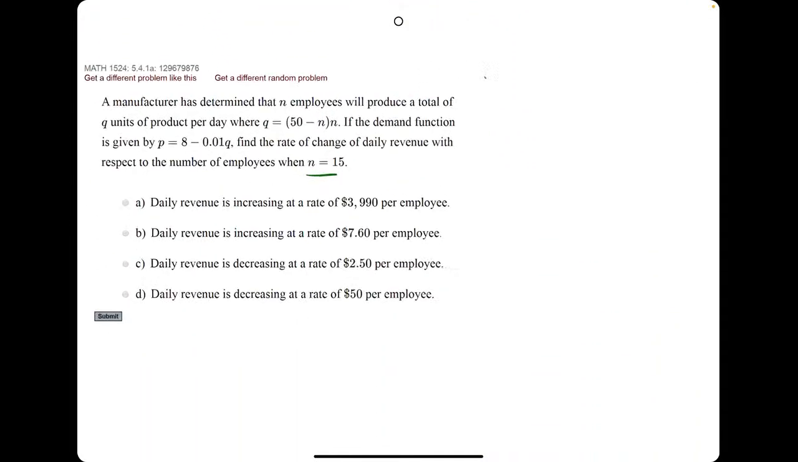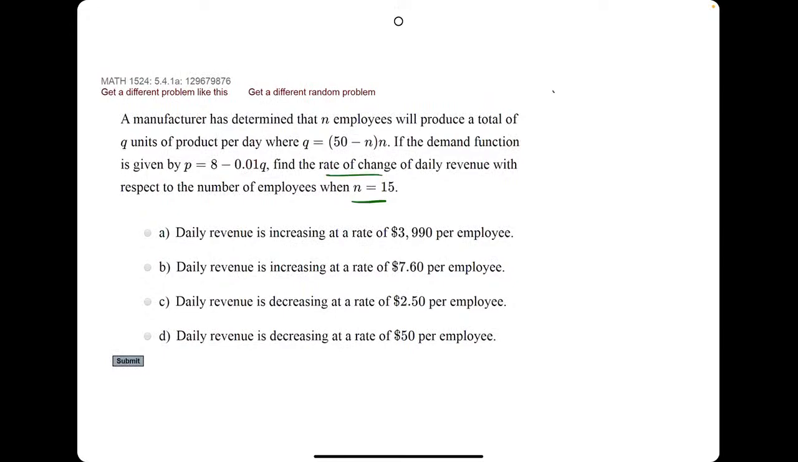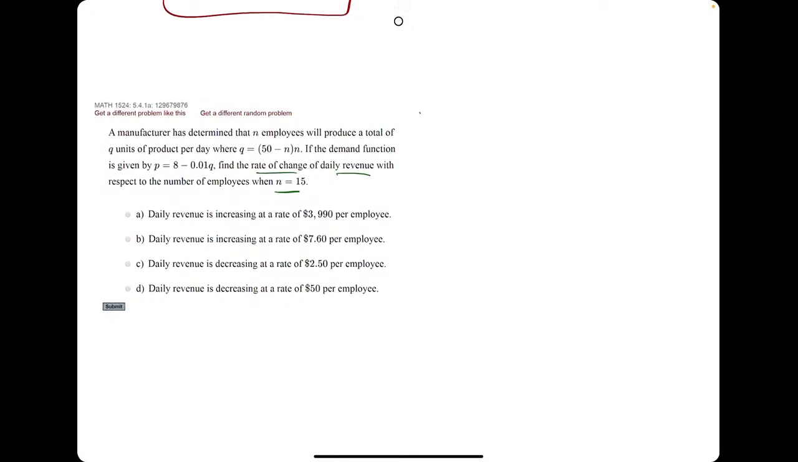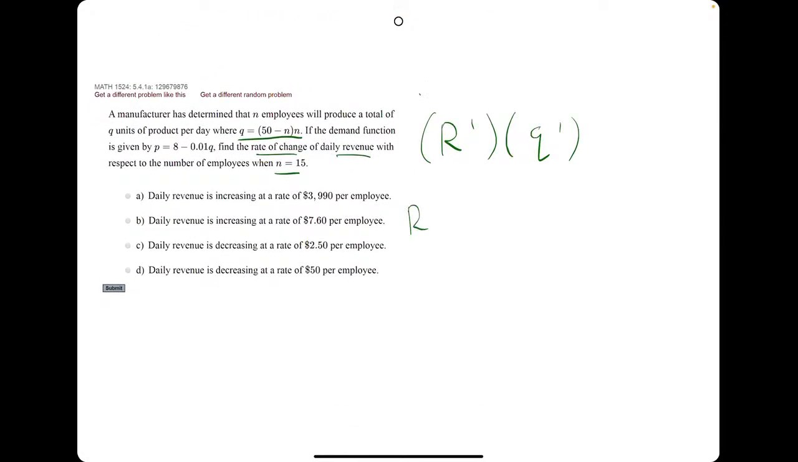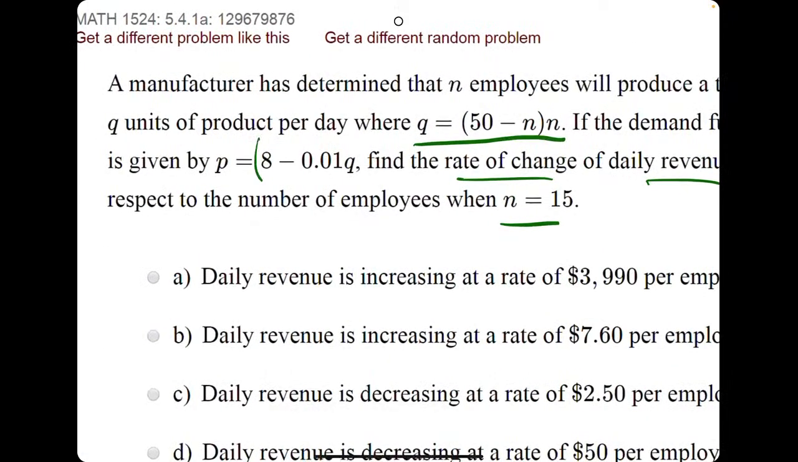In that same sense, if we're finding the rate of change, the derivative of revenue, and we're given a Q equation, we want to find R prime and Q prime. So in order to find R prime and Q prime, we need R first off. So R will be price times quantity. This is our price though.